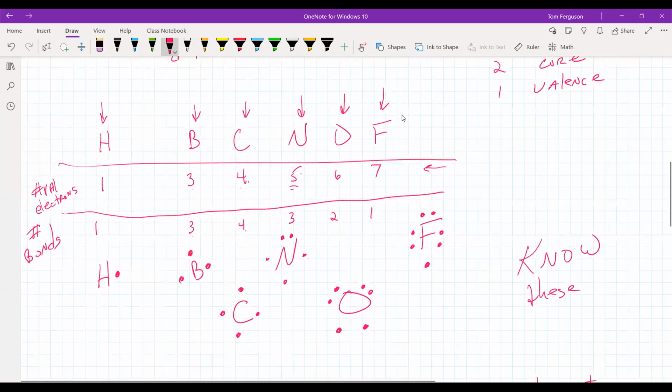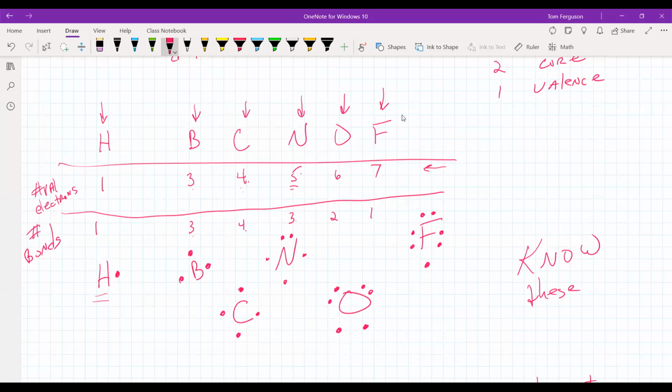Can you explain where you got the number of bonds, please? It has to do with the number of singletons. How many singletons does hydrogen have? 1, 1 bond. How many singletons does boron have? 3, 3 bonds. Carbon, 4, 4 bonds. Nitrogen, is it 5? 3 singletons. Oxygen has 2 singletons, 2 bonds. Fluorine has 1 singleton, 1 bond. Got it.